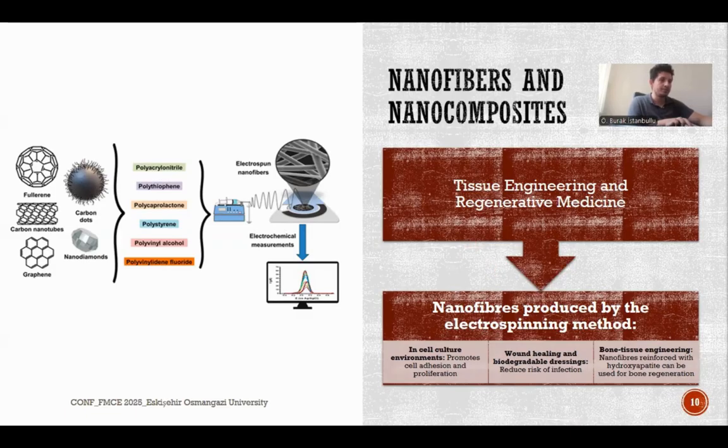Nanofibers and nanocomposites are used in wound healing and biodegradable dressings. They help reduce the risk of infection while being safely absorbed by the body. For bone tissue engineering, nanofibers reinforced with hydroxyapatite-like structures provide mechanical strength and further support bone regeneration.